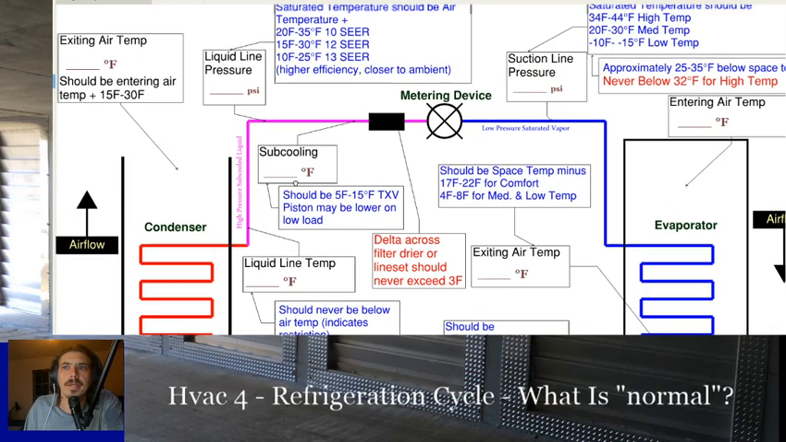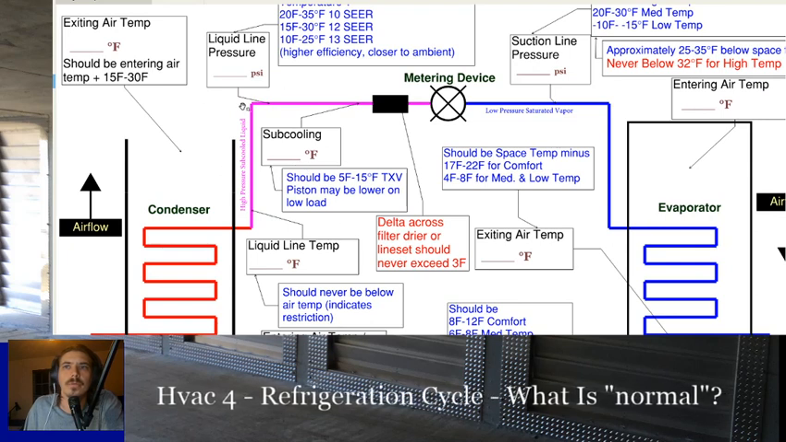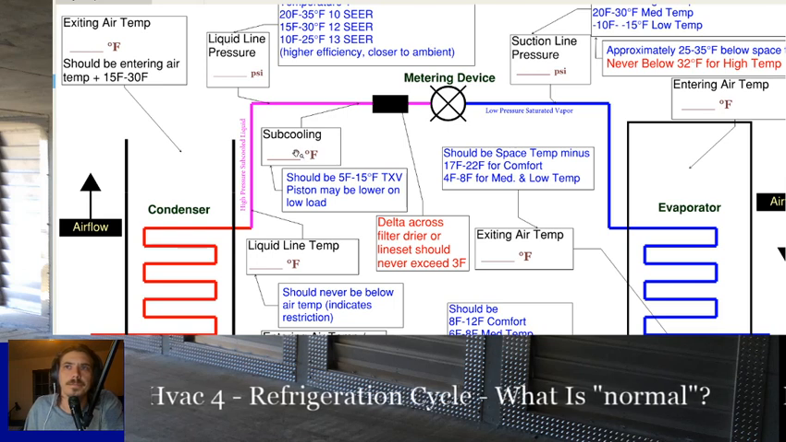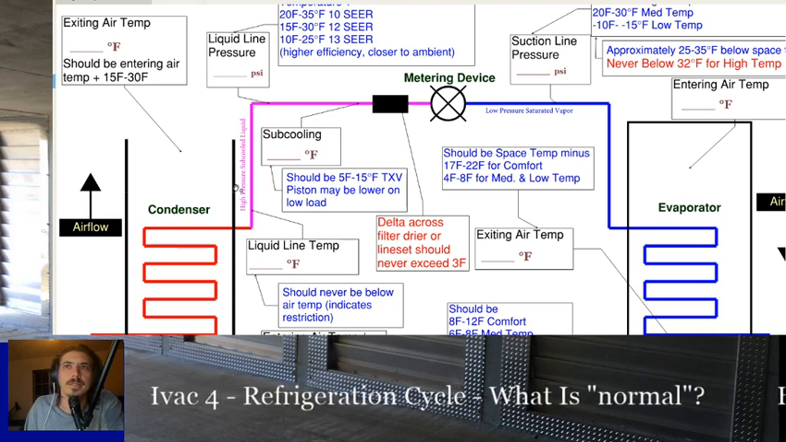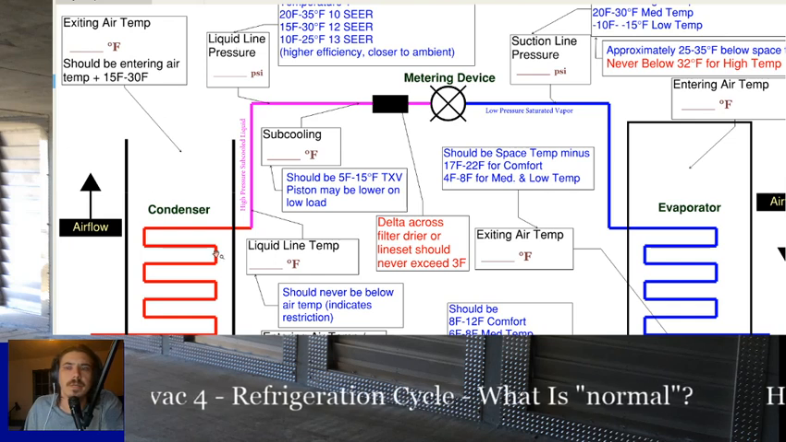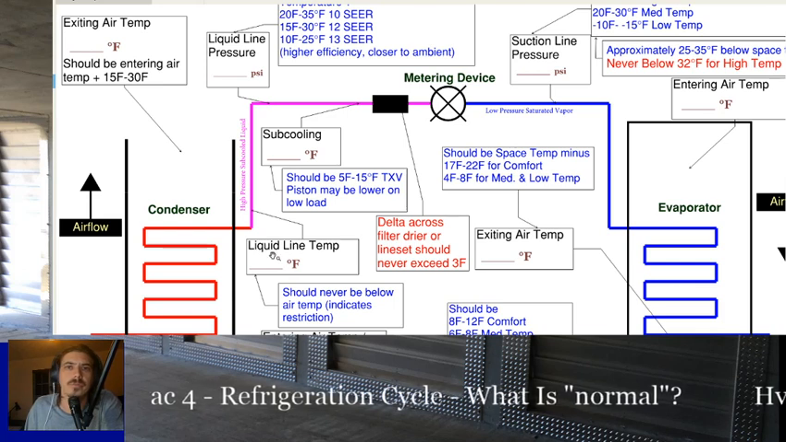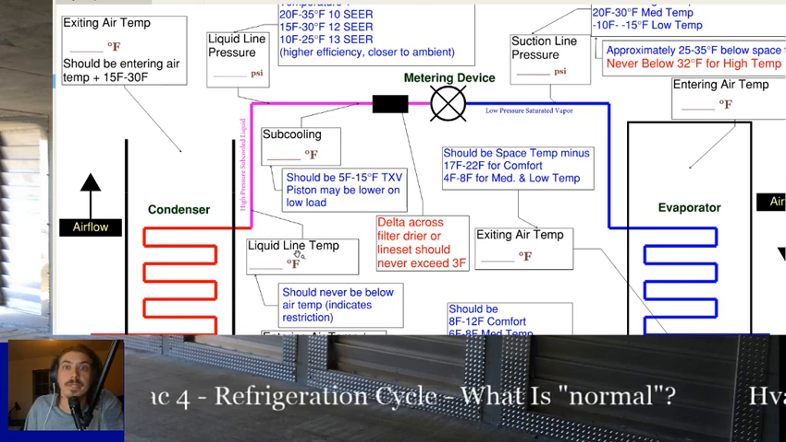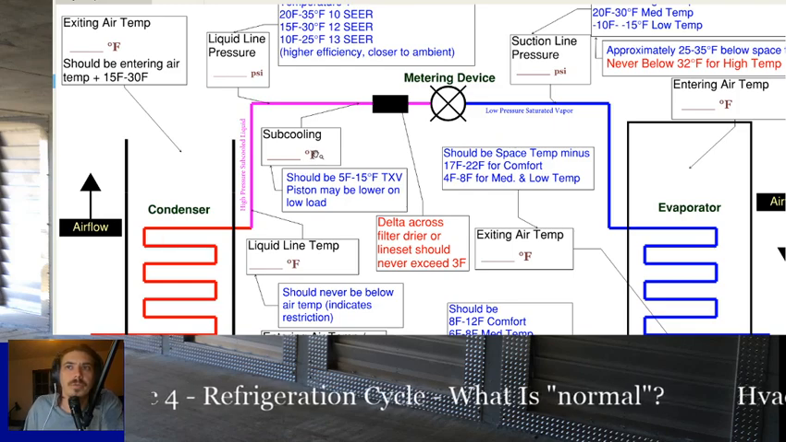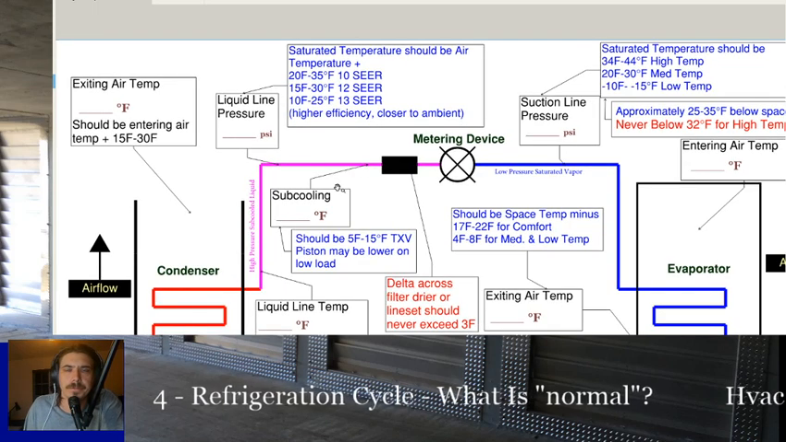So right here, we have our group of liquid line readings that we should be taking. We have our liquid line pressure, our subcooling, and our liquid line temp. Once we have our liquid line pressure or saturated temperature of our liquid line and our liquid line temperature, the temperature of the actual refrigeration line, so the actual temperature of the refrigerant, we can figure out subcooling. So let's talk about liquid line pressure first.